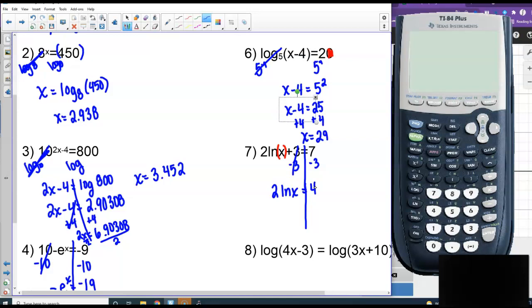What would we do next? Good. When you get rid of that 2, it's multiplied, so we're going to divide by 2. So we got natural log of x equals 2.